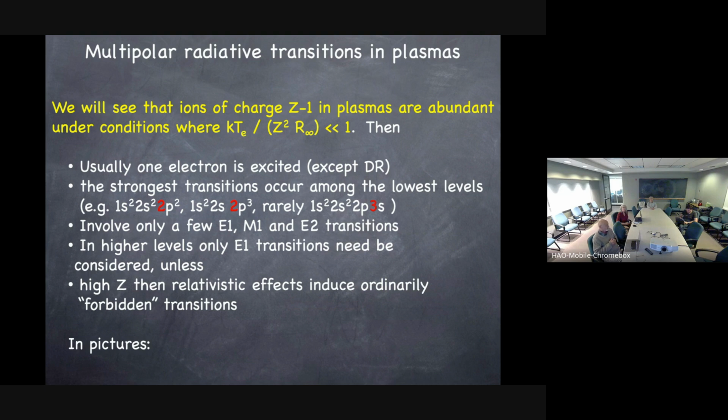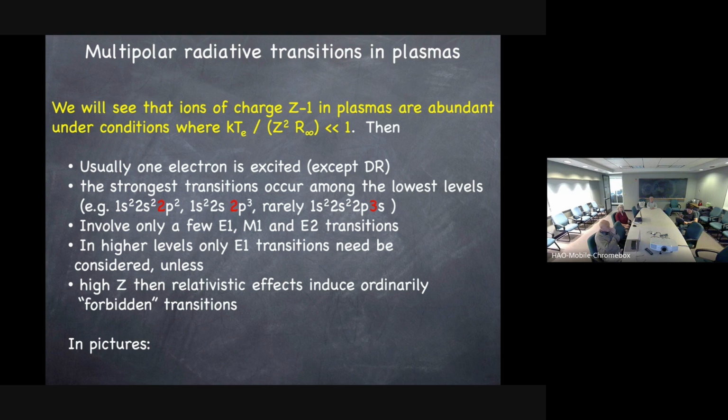This also means that because those highly excited levels are mostly out of the reach of most of the Boltzmann distribution, usually only one electron can be excited at a time. There's one really important exception, which we'll get to before the end of this. And so what this means is the strongest transitions in the spectrum occur between the lowest levels, okay? And this is exactly what, for the example there, is precisely the one I talked about just now.